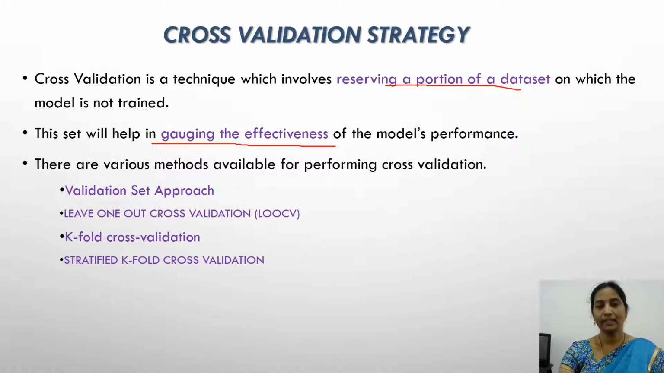There are various methods available for performing cross-validation. The most popular ones are the validation set approach, then the leave one out cross-validation strategy, which we usually shortly call LOOCV. Then the K-Fold cross-validation, which is a generalization of leave one out cross-validation. Then the other one is stratified K-Fold cross-validation. These are the different strategies we can use for cross-validation.